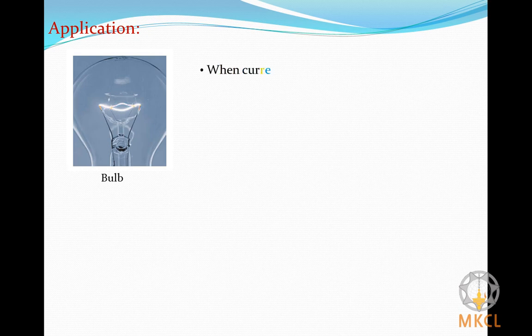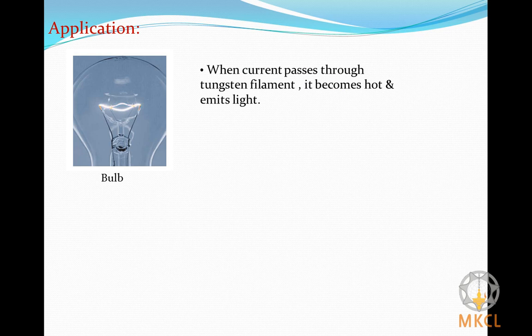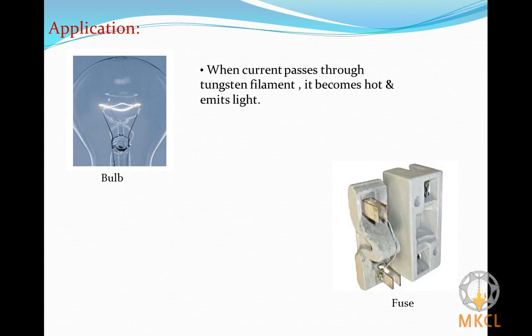Some other applications, like the bulb. Electric bulbs are based upon the heating effect of electric current. When a current passes through a thin tungsten filament, it becomes hot and emits light. Another example or application is the fuse.